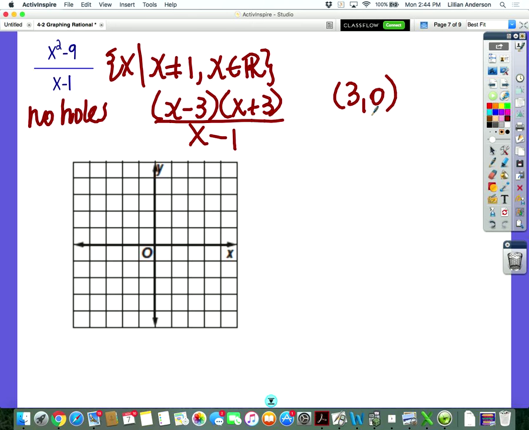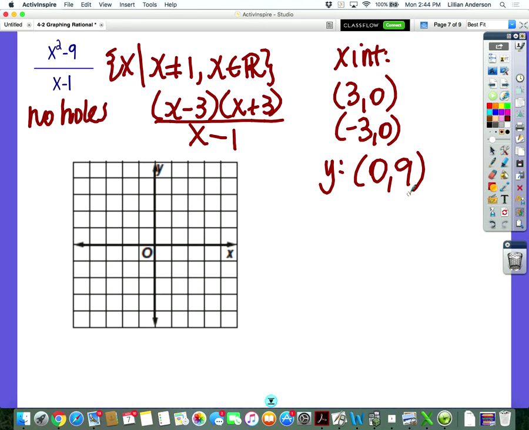3, 0. Negative 3, 0. You set the top equal to 0. What is the y-intercept? 0, 9. So 0, 9 is all the way up here somewhere. Yes, I can change the scale, but I'm not going to do that for this. And then negative 3, 0 and 3, 0.